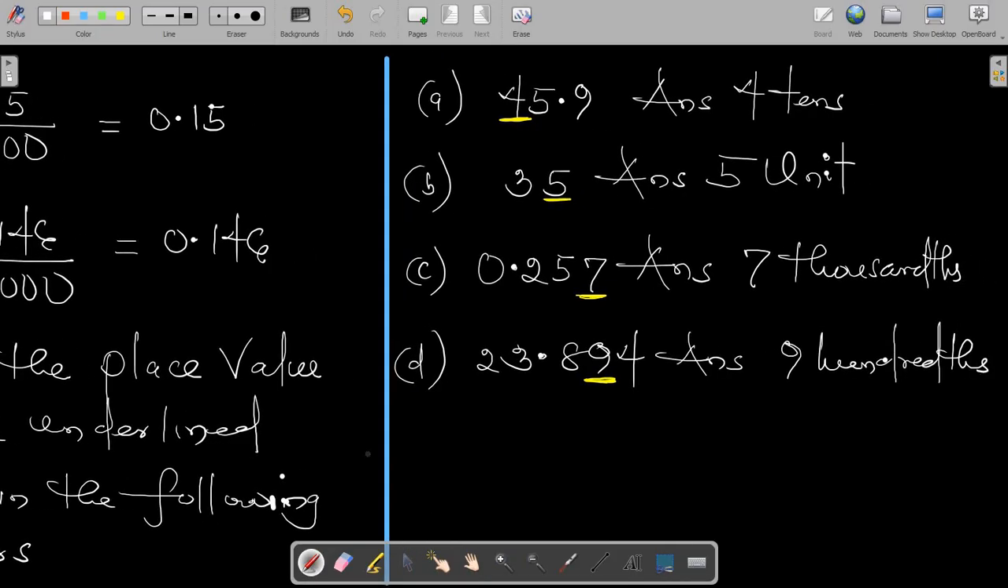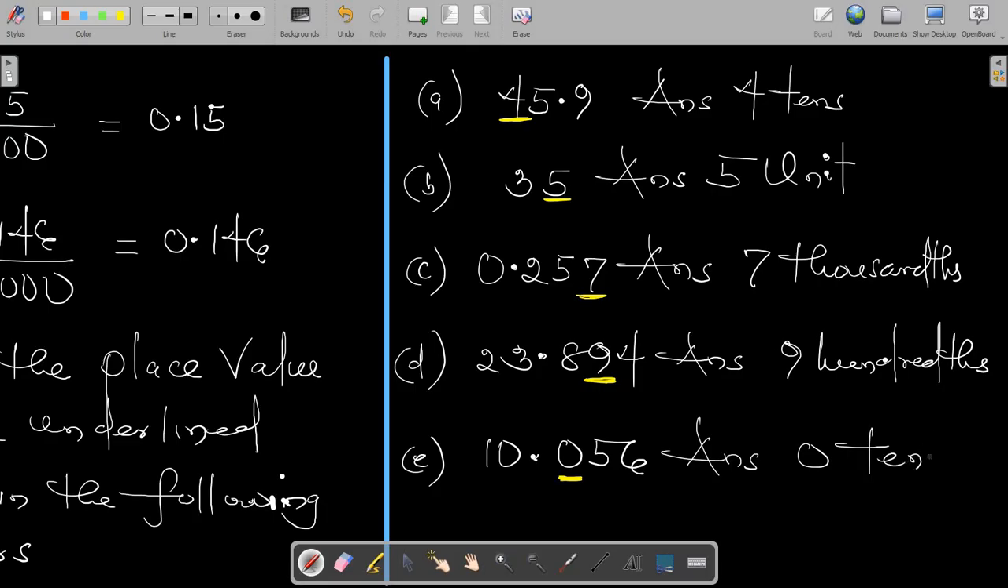Okay, so the E part of the question, let's say we are given 10.056. So here I want to underline 0. Let me underline 0. So the answer to this one will be 0 tenths. Okay, so we have come to the end of this part.